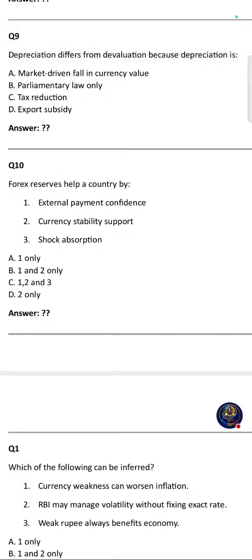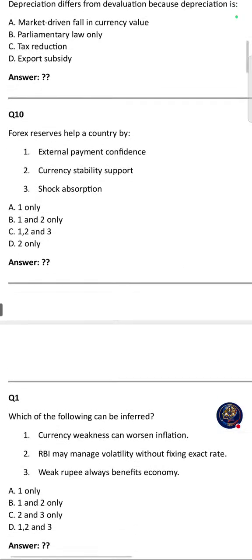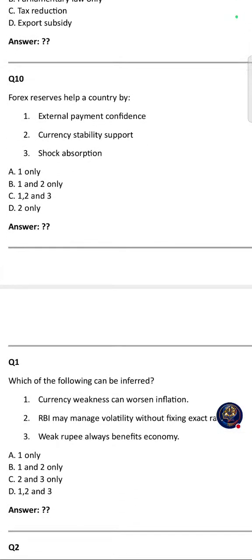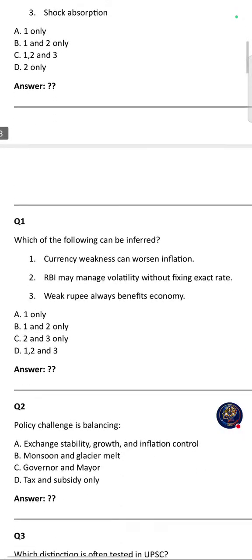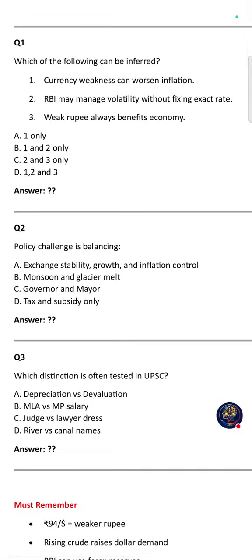Forex reserve helps a country by external payment confidence, currency stability support, and third option, shock absorption. Forex reserve helps a country by all of these. So next question, which of the following can be inferred?